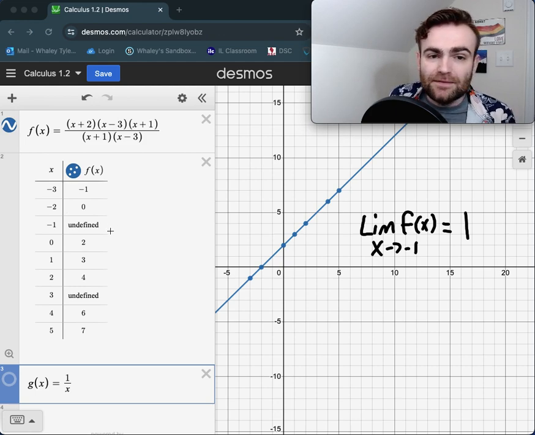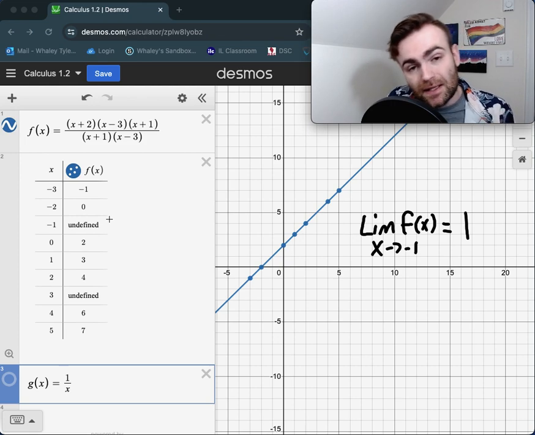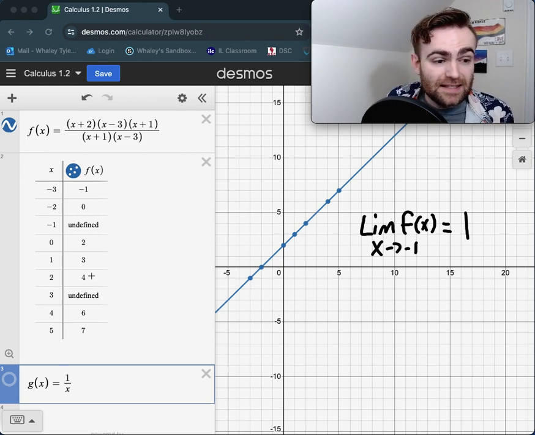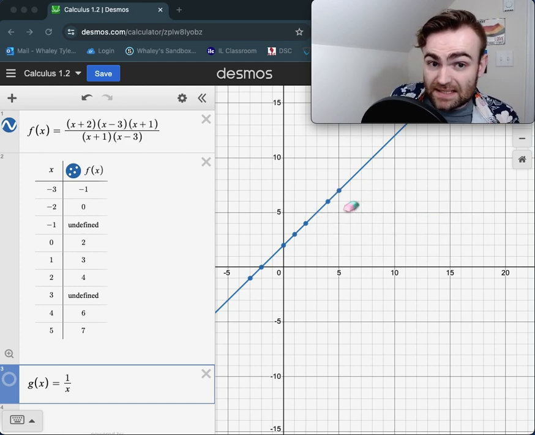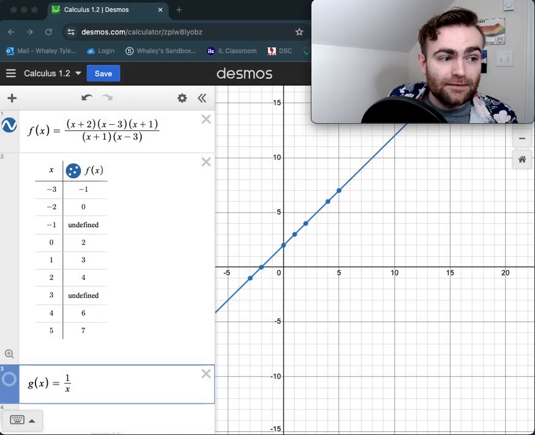Now, does that mean if something's undefined, the limit will always exist? And the answer to that is no. But if both ends do approach the same thing, then it does. And in this case, it does for both -1 and for 3. For 3, it would be approaching 5, right? So let's look at a function where the limit doesn't exist and talk about that for a second.